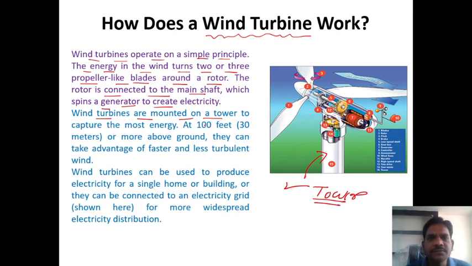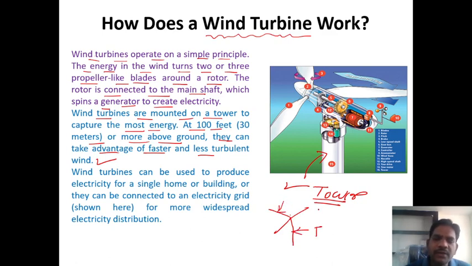A huge tower captures the most energy at 100 feet or 30 meters above the ground. This is the height of the towers. They have the advantage of faster and less turbulent winds, because at the top of the tower, where the wind turbine blades are connected, we get wind which is very smooth. There is less turbulent wind.